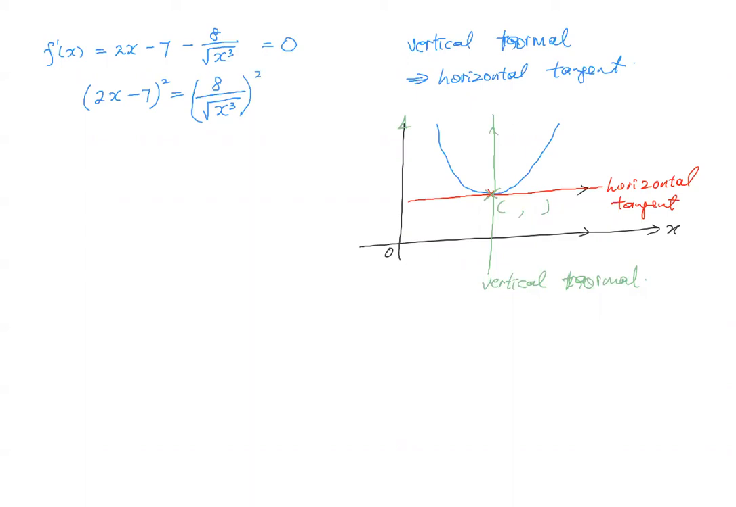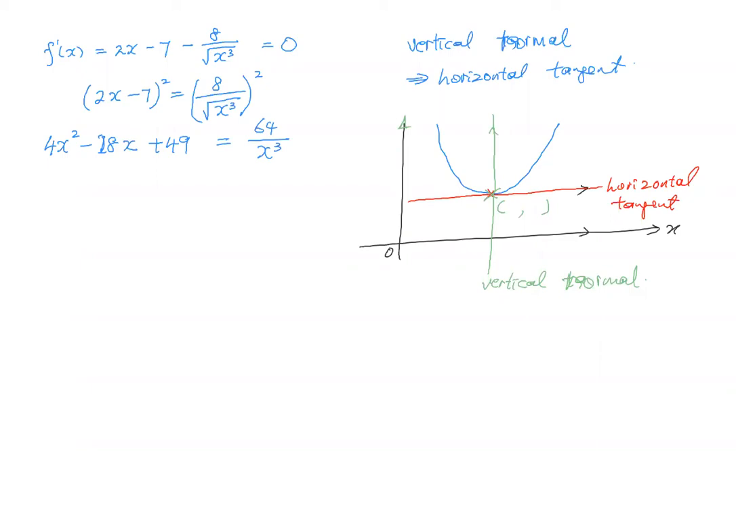Are you okay? So I will get rid of the square root. So this will be 4x squared minus 28x plus 49 equal to 64 divided by x cubed. Okay.